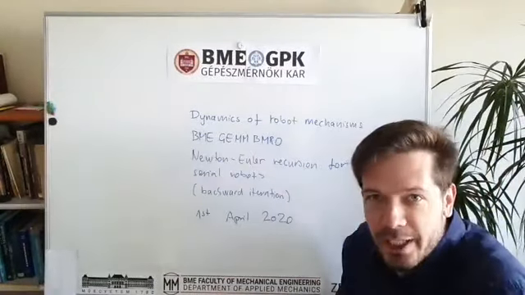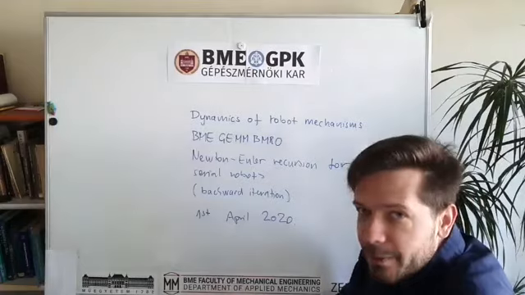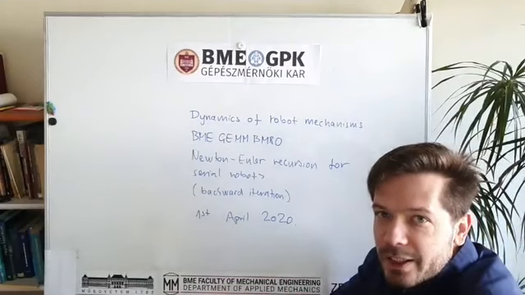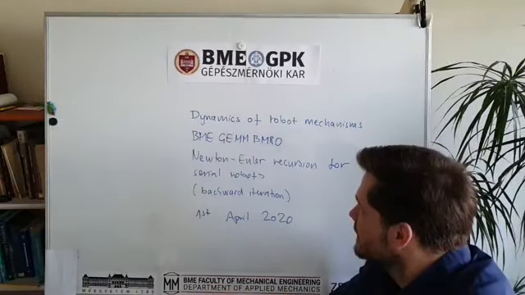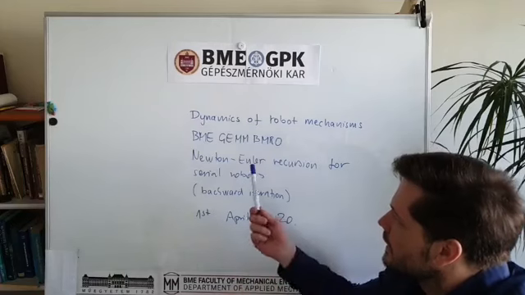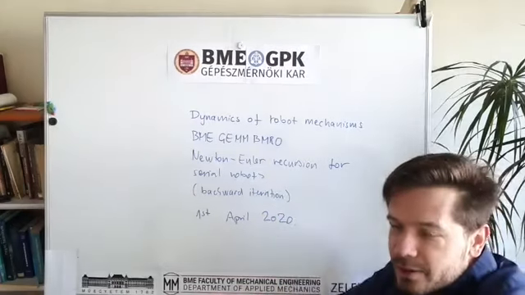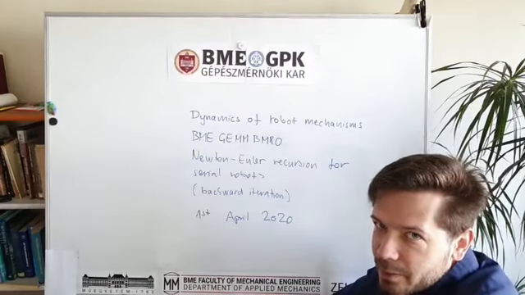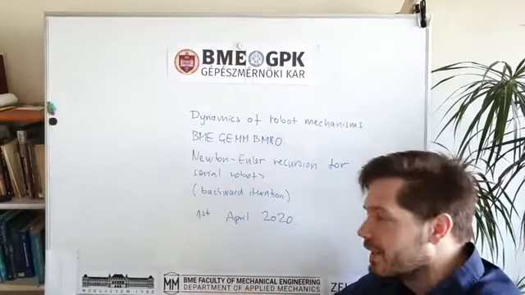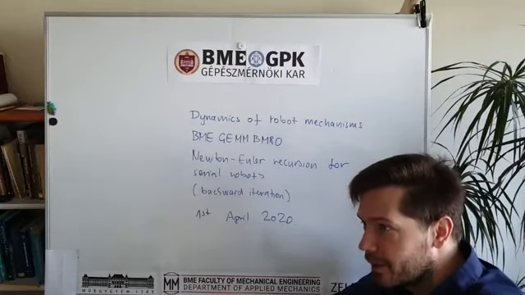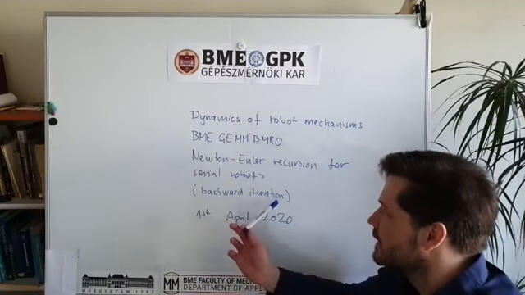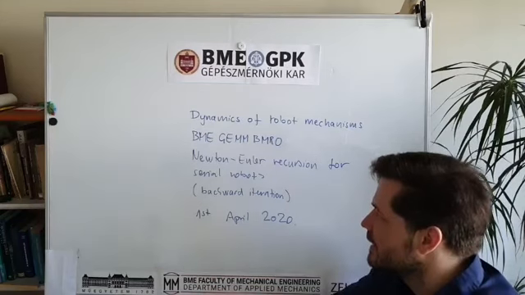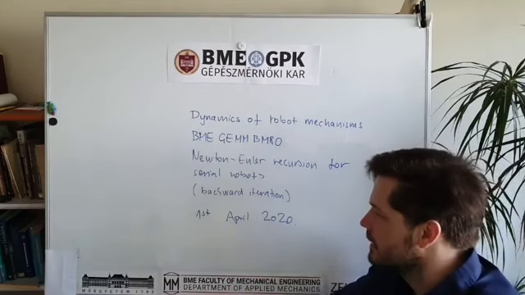Okay, so welcome everyone, today on 1st of April of this year, and this is the subject again, dynamics of robot mechanisms, and we continue on with the Newton-Euler recursion, with which it's possible to calculate the kinematics of the robot in the forward iteration, and we can calculate the dynamics of the robot and the torques and forces in the backward iteration. So mainly today we focus on the backward iteration of the Newton-Euler recursion.